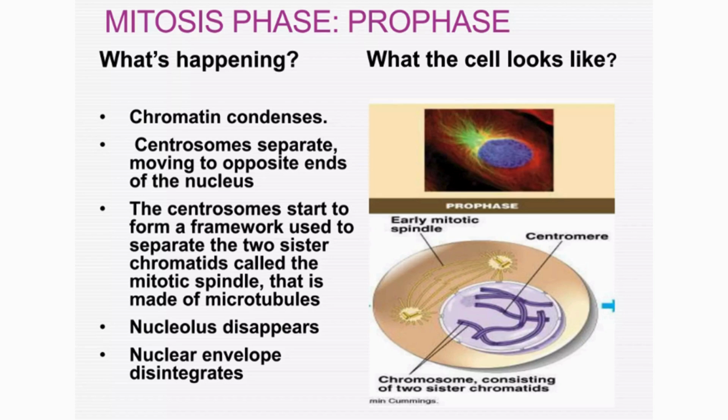Fourth is that the nucleolus disappears. In this case, it means it breaks down itself, and the nuclear envelope disintegrates. It means the nuclear envelope breaks, and so all these events occur in the prophase, which is the first step of the mitosis.